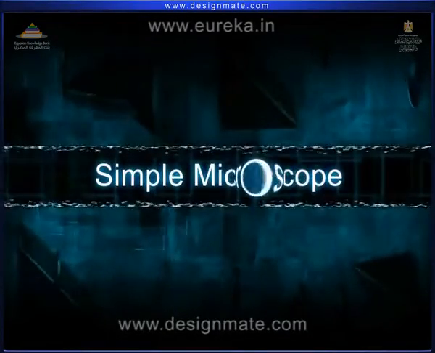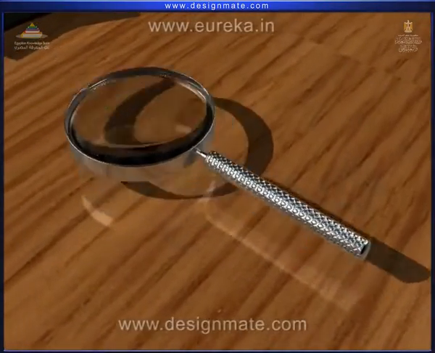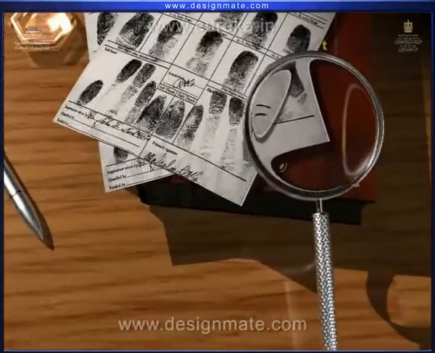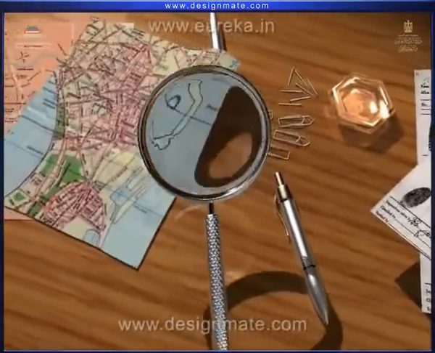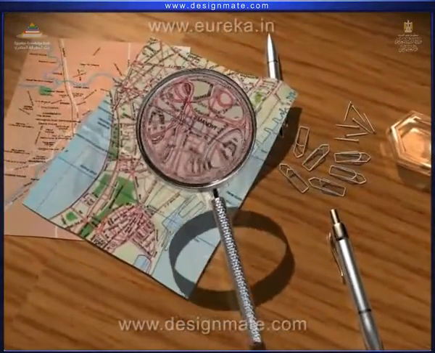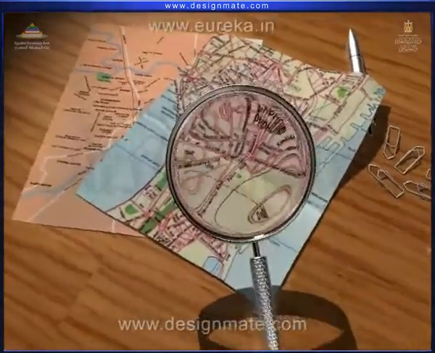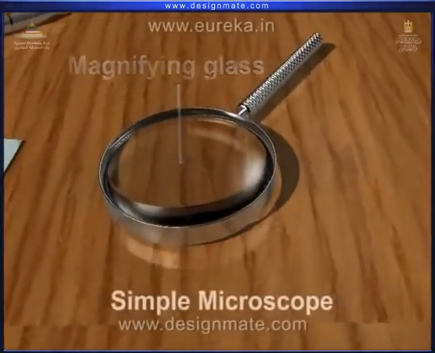Simple microscope. Have you ever seen an instrument which is used to observe the fingerprints on a page, or to study various maps? This is a device which makes things look larger than they actually are. It is just a simple magnifying glass, also known as a simple microscope.